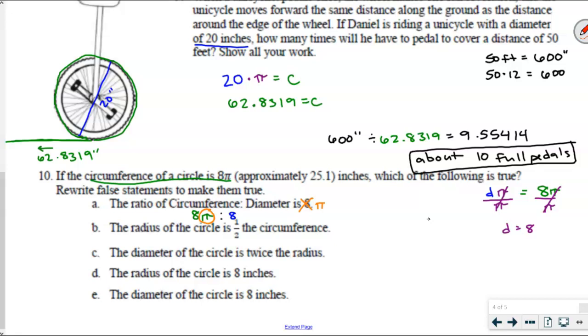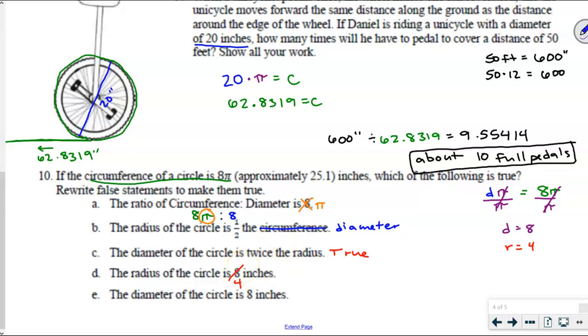The radius of a circle is half of the circumference. True or false? False. The radius of a circle is half the diameter. The diameter of a circle is twice the radius. True or false? True. We don't need to make any changes to that one. The radius of the circle is 8 inches. False. What is the radius of the circle? 4 inches, because the diameter is 8. So the radius would have to be half of that, which is 4. So I'm changing that to 4 inches.